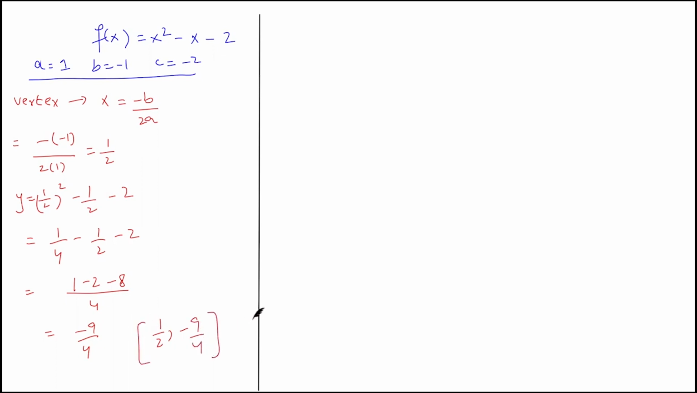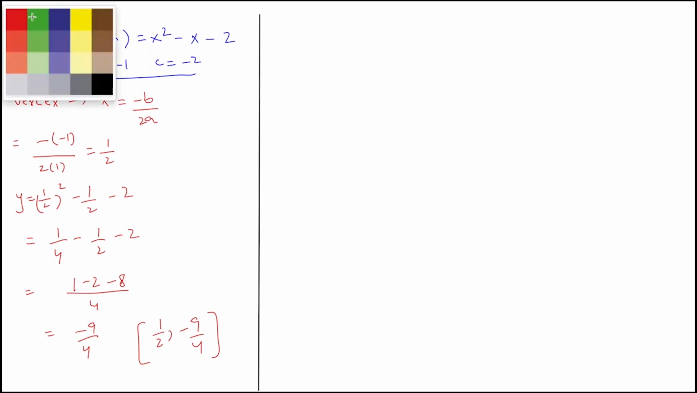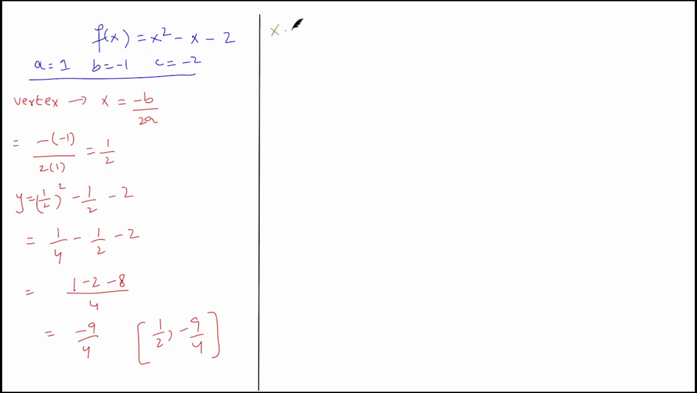This is our vertex. Now after this, what do we do? We find the x-intercepts. Just remember these points. That's it. That's all you need to do. So when you want to find the x-intercepts, y equals 0. So if y equals 0, we are left with this equation, x square minus x minus 2 equals 0. Now you need to solve this quadratic equation, do the middle term breaking. I hope you know how to do that.